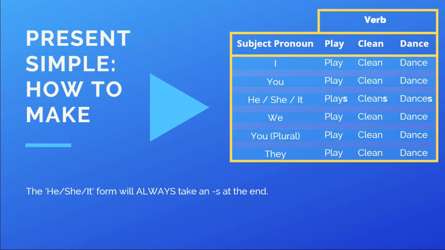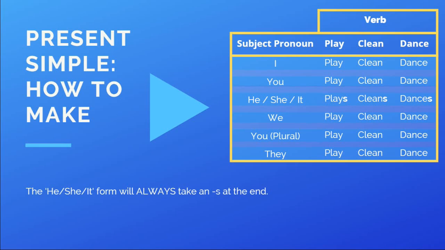Now, every tense has 6 subject pronouns you can use. I, you, he, she, it, we, you, and they. For all of them except for one, the formation is the same. There's nothing on the end of the verb. I play, you play, we play, they play.